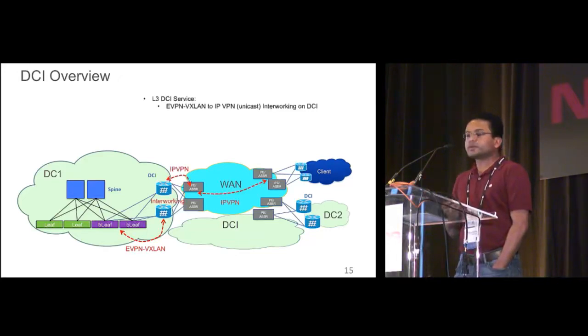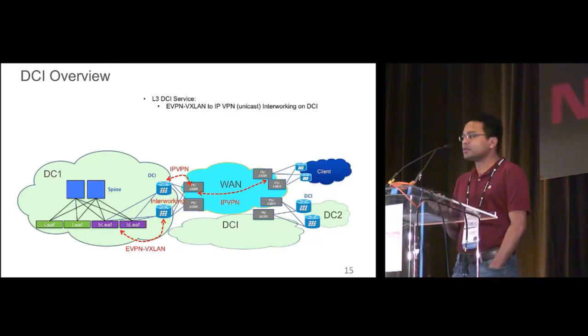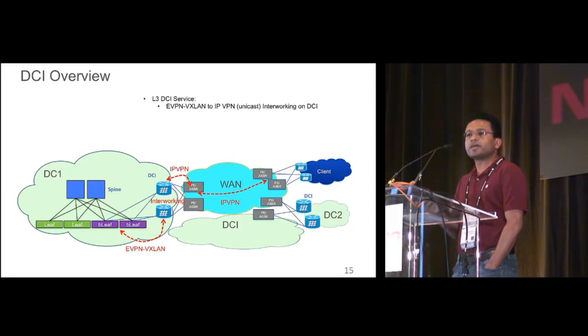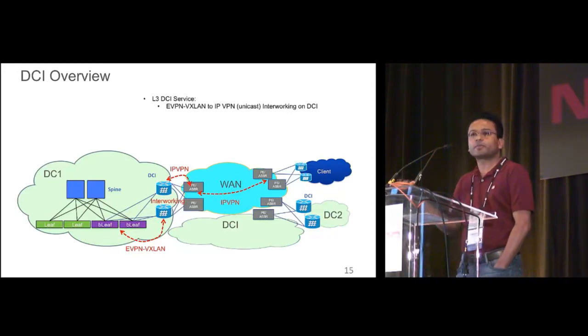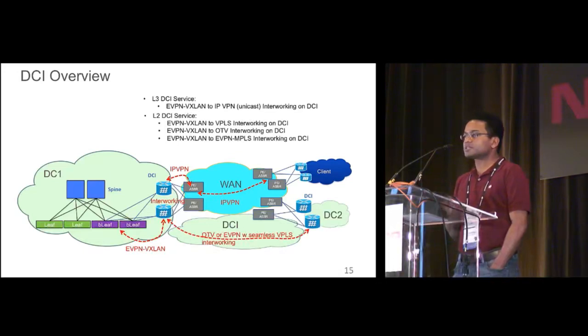So what does the data center interconnect do? It internetworks. It takes an EVPN VXLAN route and re-originates it as an MPLS L3 VPN route towards the WAN side. That's how it provides the L3 DCI service. So it uses EVPN VXLAN in the data center, and towards the WAN, it's MPLS L3 VPN. And then it may go further down to another data center interconnect, which will swap it back into EVPN VXLAN.